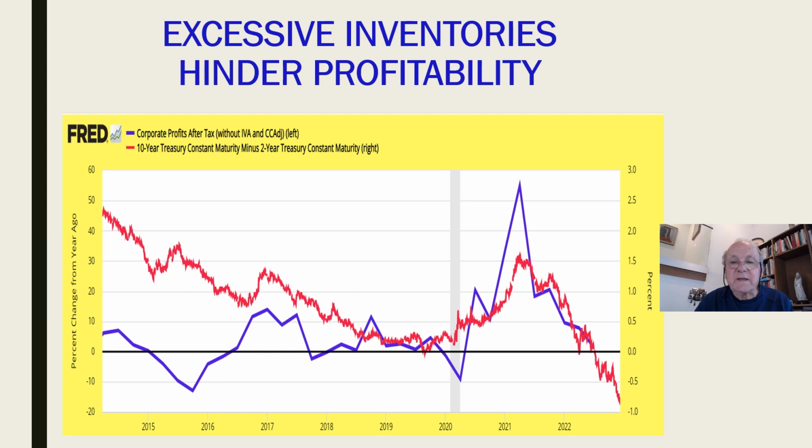In fact, this leading indicator shows that profitability will decline at least a year after the yield curve started steepening, because that's the lead time between the steepening of the yield curve and the improvement in profitability. So the bottom line is business has a long way to go to improve profitability and cutting inventories.